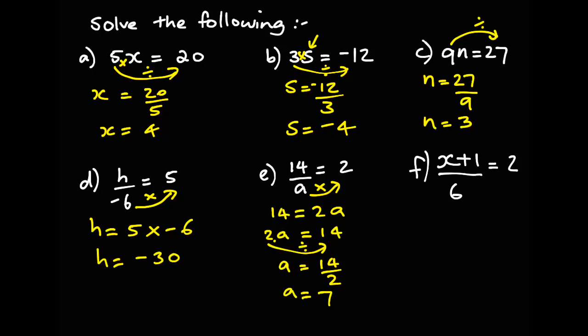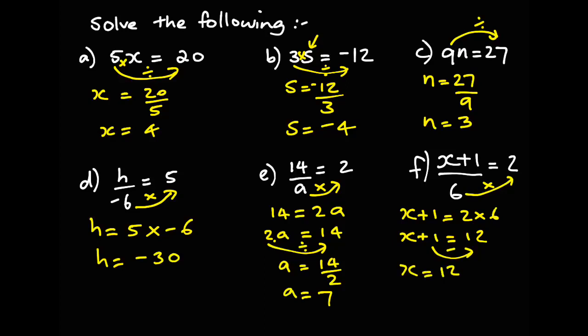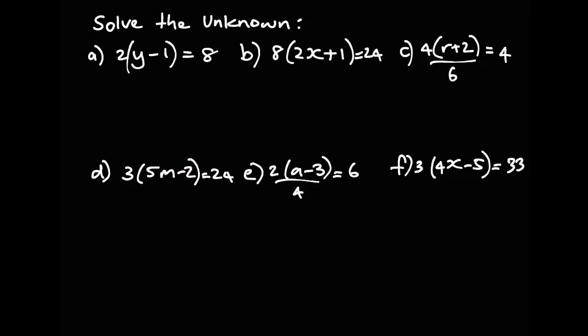So let's bring the 6 across, and because it's dividing, it comes across as a multiply. So x plus 1 is equal to 2 times 6. x plus 1 equals 12. Now we can bring the 1 over. So the 1 is a plus, so it must come over as a minus. So x equals 12 minus 1. x equals 11.